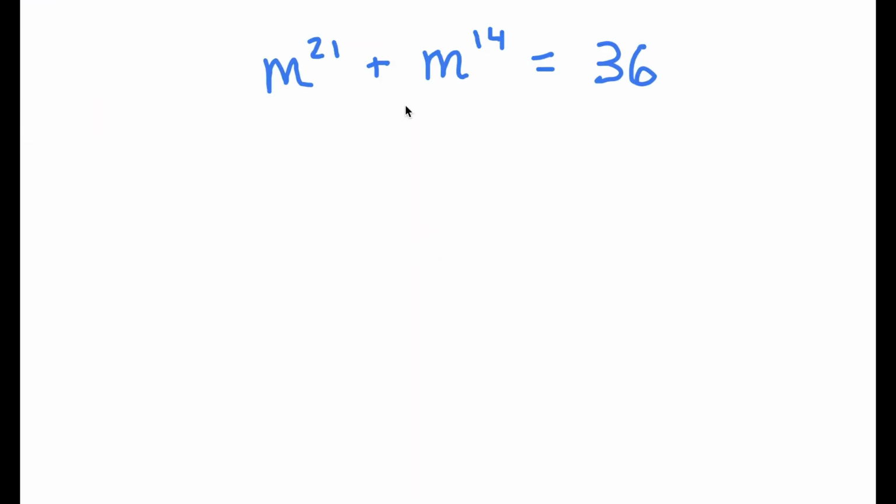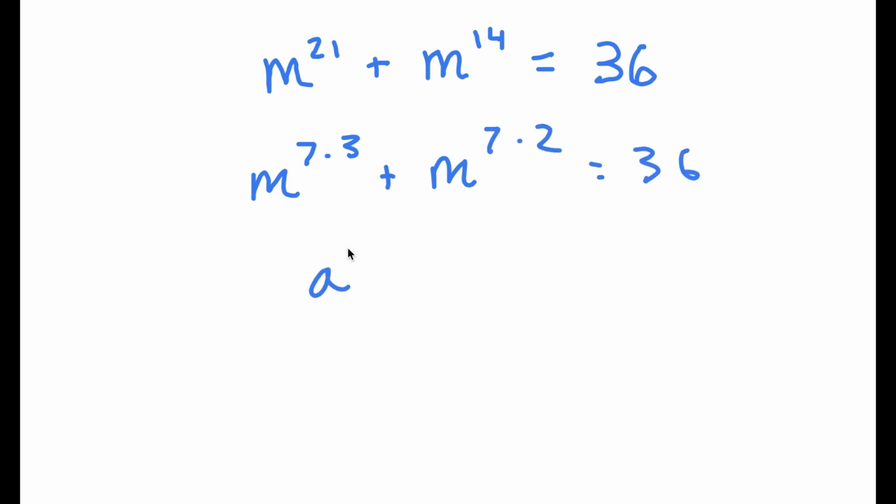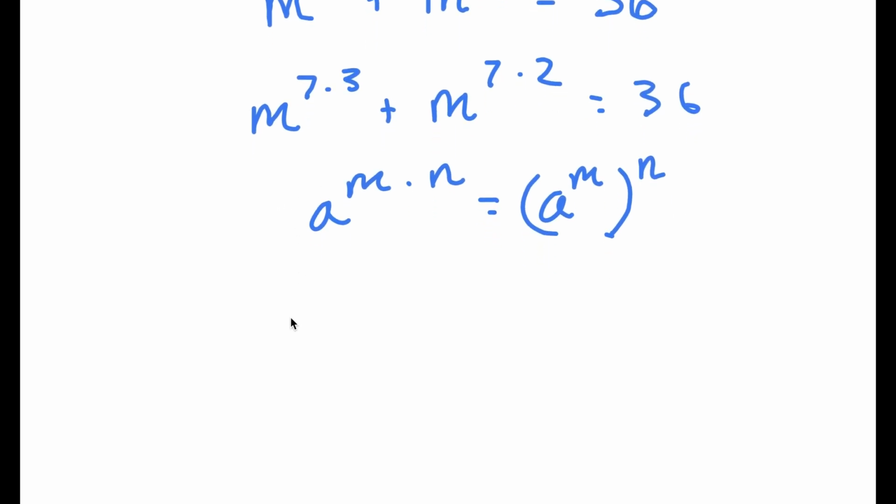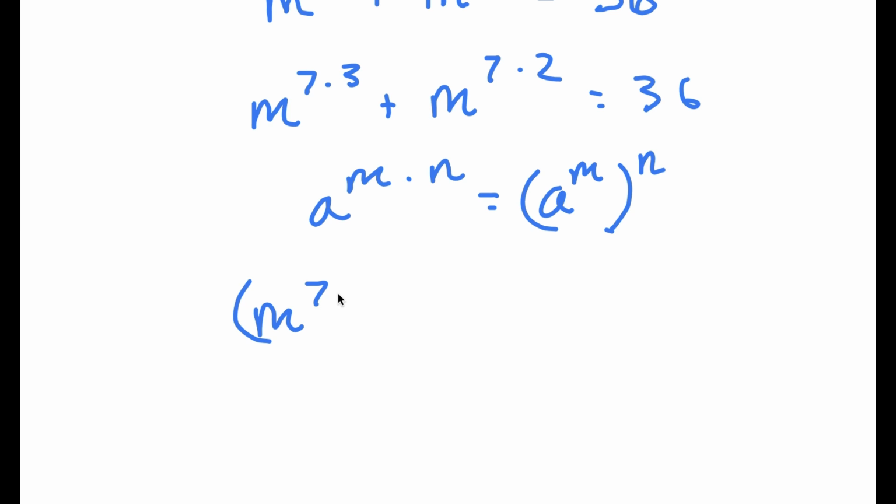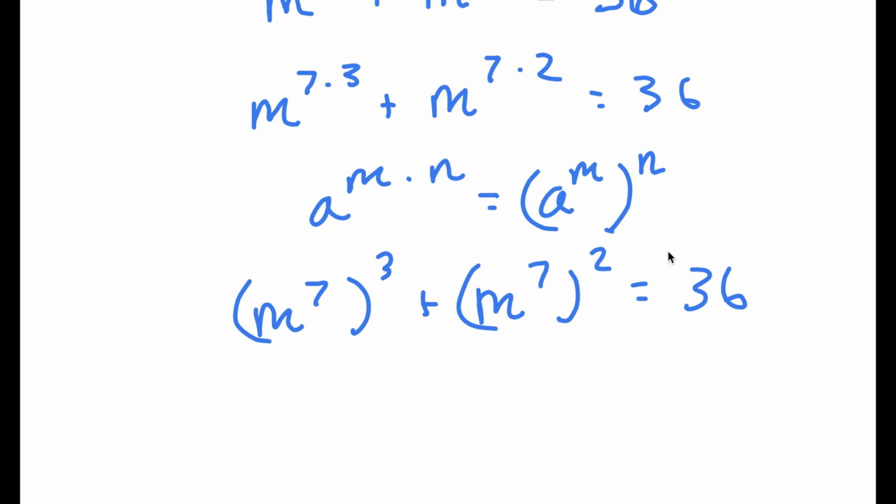Alright, so in this problem, I have m to the power of 21 plus m to the power of 14 is equal to 36. So I'm going to first rewrite m to the power of 21 as m to the power of 7 times 3, and m to the power of 14 as m to the power of 7 times 2. If I have something in the form a to the power of m times n, this is equal to a to the power of m to the power of n. So m to the power of 7 times 3 is m to the power of 7 to the power of 3, and m to the power of 7 times 2 is m to the power of 7 to the power of 2, is equal to 36.